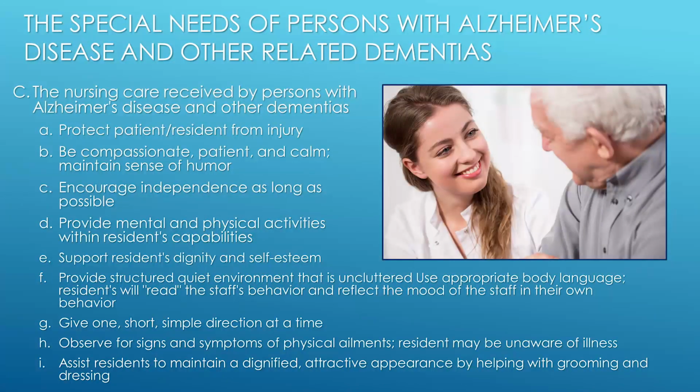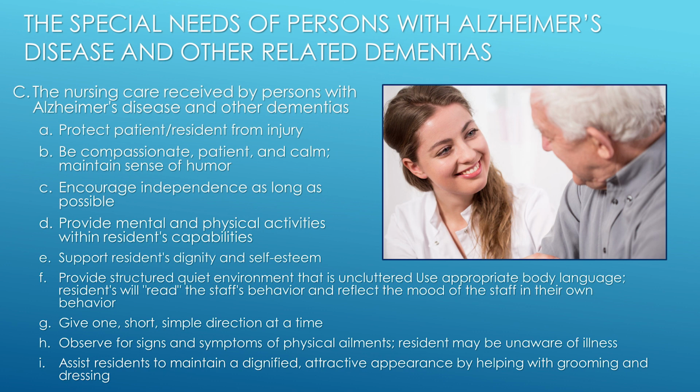Explain the nursing care received by persons with Alzheimer's disease and other dementias. Protect the patient or resident from injury. Be compassionate, patient and calm. Maintain a sense of humor. Encourage independence as long as possible. Provide mental and physical activities within residents' capabilities. Support residents' dignity and self-esteem. Provide a structured, quiet environment that is uncluttered.